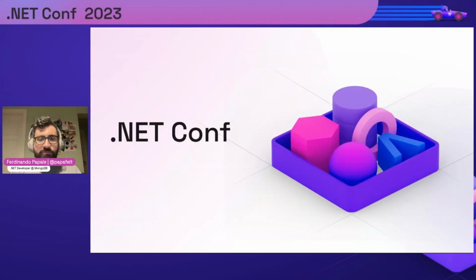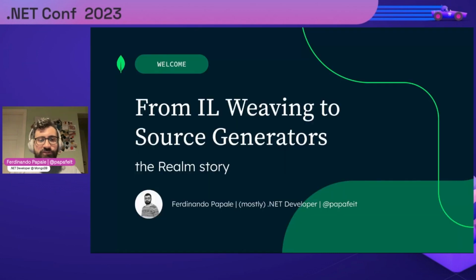Well, hello everybody. My name is Ferdinando Papale, and I am a .NET developer at MongoDB in Copenhagen, Denmark. The reason why I'm here is that I would like to tell you a little bit about why we decided to move from using IL weaving to source generators in the .NET SDK of Realm. If you haven't heard about Realm before, Realm is an object-oriented database that is mostly targeting mobile, but I will tell you more about it later.